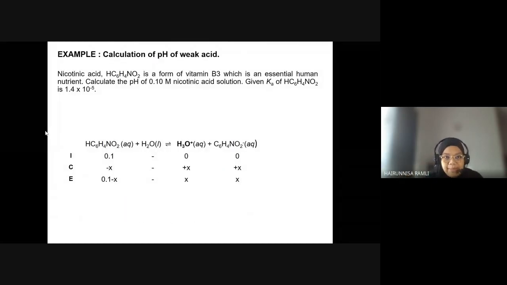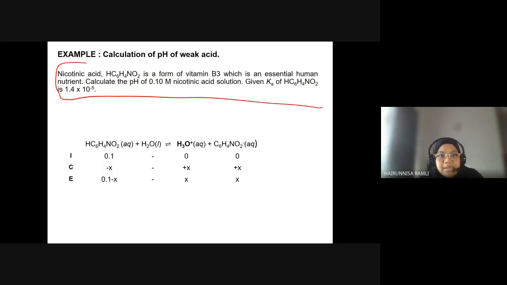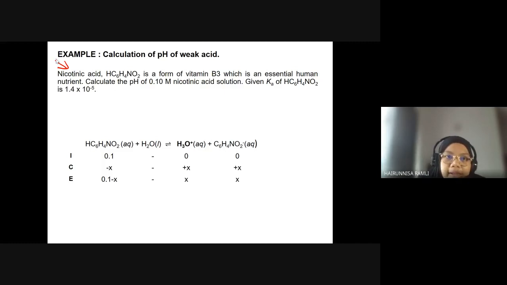So, look at this example. Jangan tengok dulu ice table, tengok soalan je. Soalan acid base selalu macam ni je, pendek je. Tapi soalan dia dalam bentuk ayat. Nicotinic acid, baca balik soalan. Nampak tak complicatednya acid ni. It's a form of vitamin B3 which is an essential human nutrient. Calculate the pH of 0.1 molar of nicotinic acid. So this is the initial concentration of nicotinic acid. Given Ka of this acid, ni value dia.